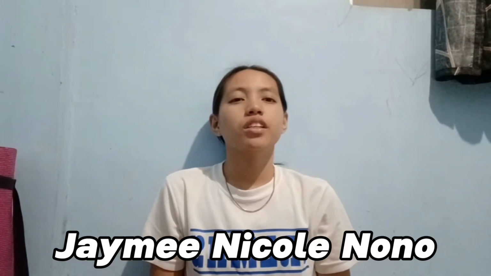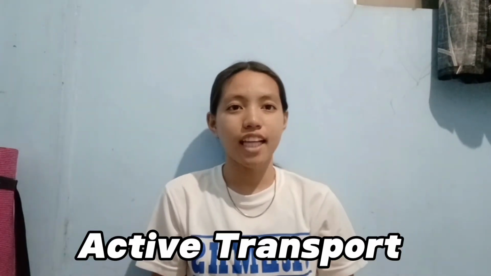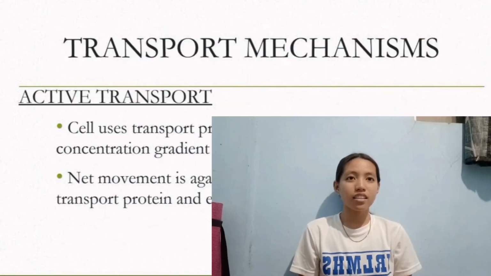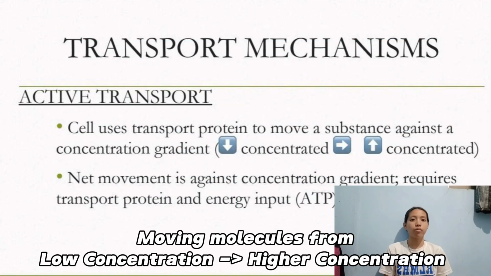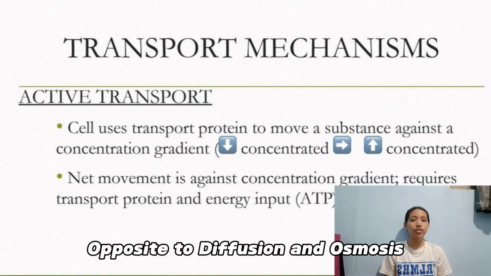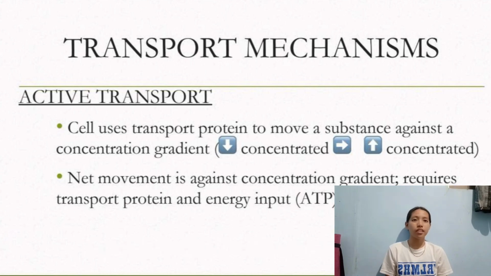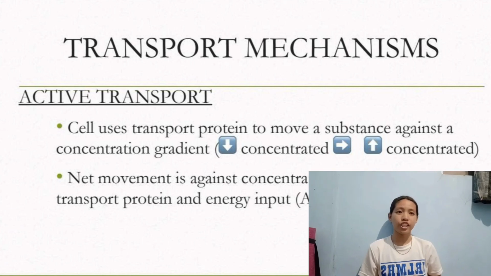My name is Jimmy Nicole Nona and I'll be discussing active transport. Active transport moves a molecule from low concentration to high concentration. This is opposite to diffusion and osmosis, and because it is not the natural direction, energy is required to make it work. Active transport is a fundamental biological process essential for the movement of ions and molecules across the cell membrane against their concentration gradient.